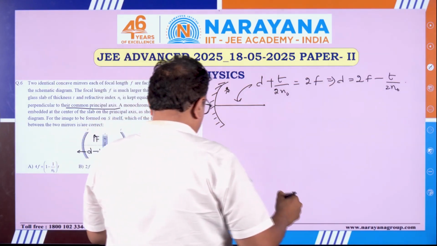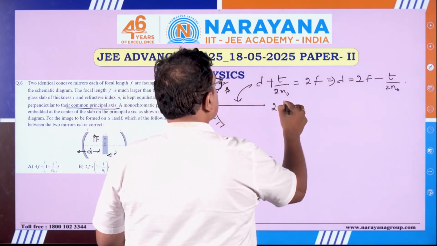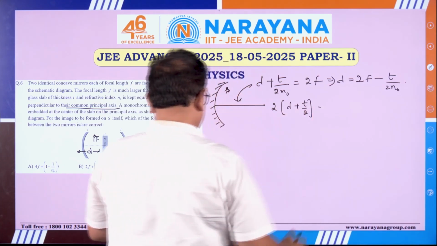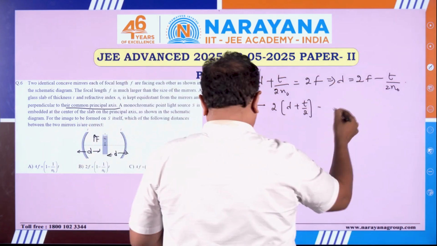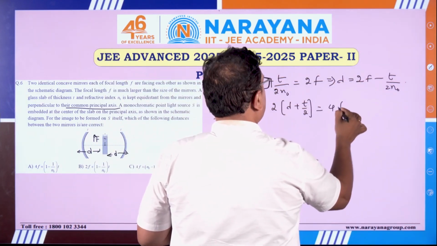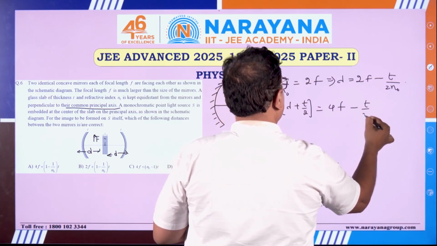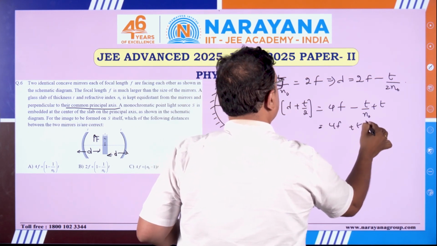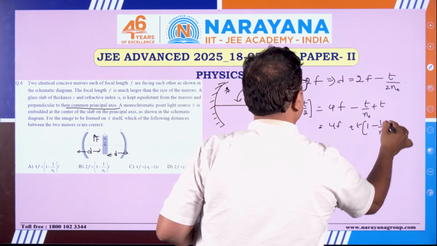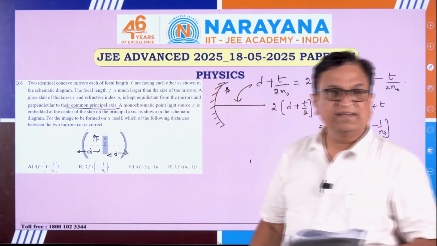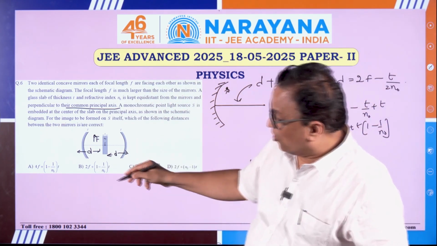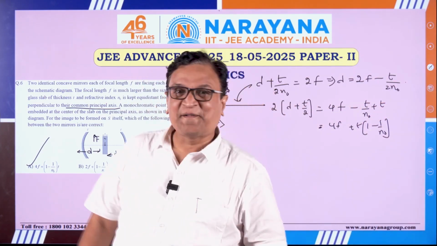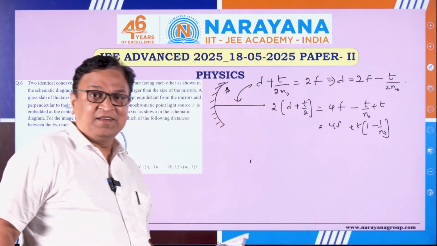Now what do you want actually? You want practically 2 times D plus T by 2, that is the actual distance. So just substituting that, you will get this value as 4f minus T by n0 plus T. Otherwise, 4f plus T times 1 minus 1 by n naught. Boys and girls, option A is absolutely fit for this. Now the question is, is this the only possibility?